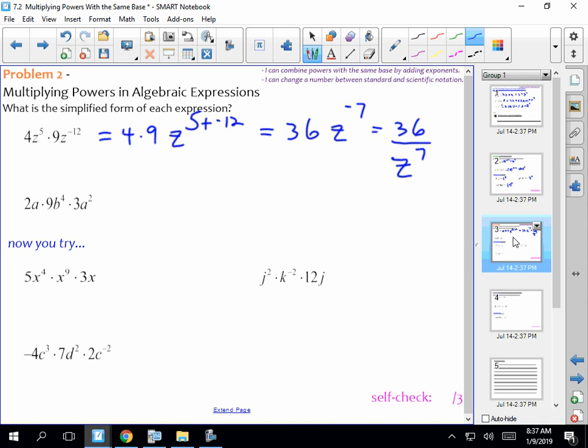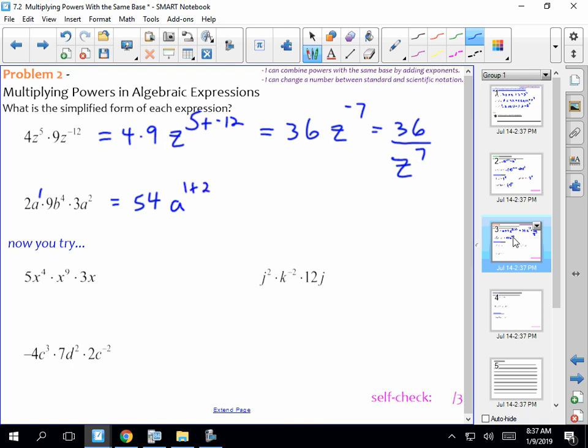What about this one? If you multiply all the numbers together, do you see the 2 and the 9 and the 3? All right, we got to multiply all three of those together. So 2 times 9 is 18, times 3 is 54. And then I add the powers on the a's. We have an unwritten 1 on this first a, and we're going to add that to the 2 on the second a. So I have 1 plus 2.